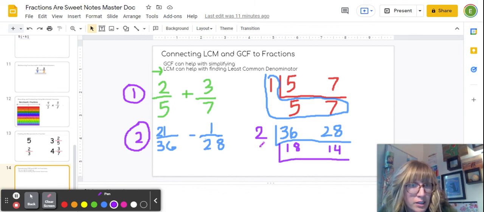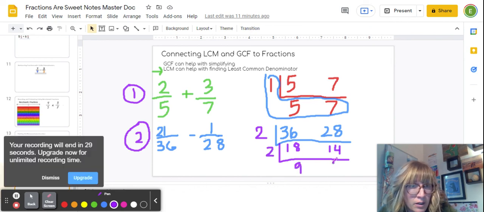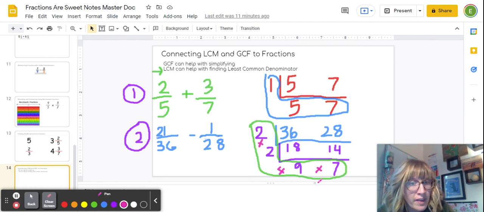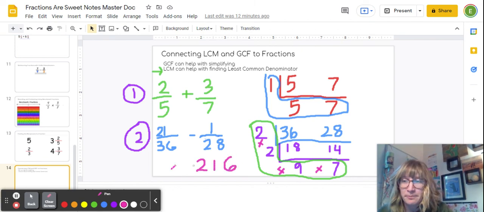Ooh, well, they're both even again. So let's divide. We can at least divide by 2 again. We have 9 and we have 7. So here we're going to find the L. We multiply them all together. We end up with 252, which is the LCM and the least common denominator.